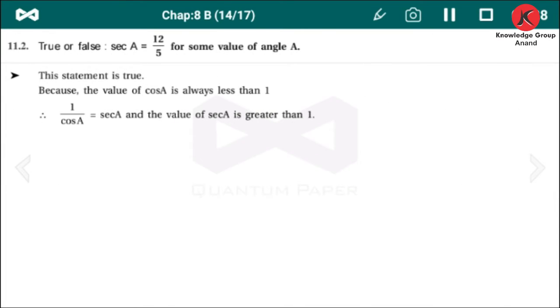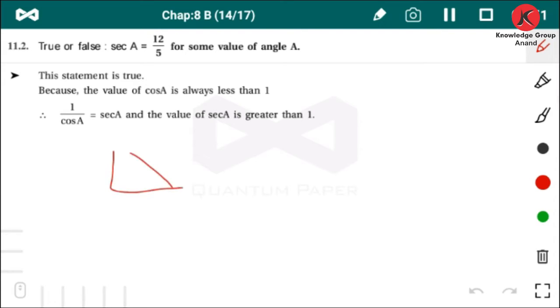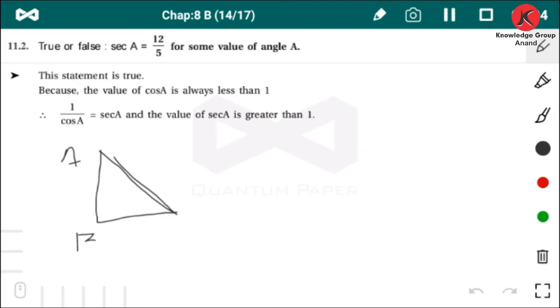Now, second number. Sec A is equal to 12 upon 5 for some value of angle A. The statement is true because cos A is always less than 1. Suppose sec A is equal to 12 by 5. We draw a right angle triangle ABC.